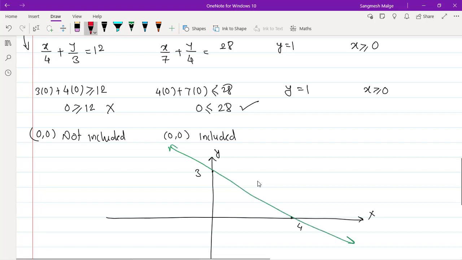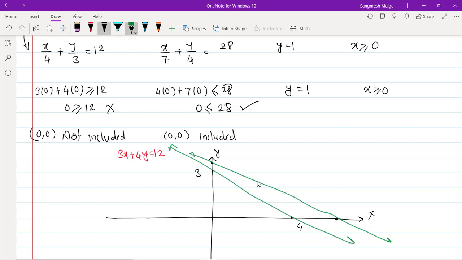Write down the equation as it is. So it is nothing but 3x plus 4y is equals to 12. What about the second line? So it is 7 and 4. So 7 here and 4 somewhere here you will take. Okay, let's join these 2 points now. 7 and 4. Let's write down the equation here. So this is nothing but 4x plus 7y equals to 28.